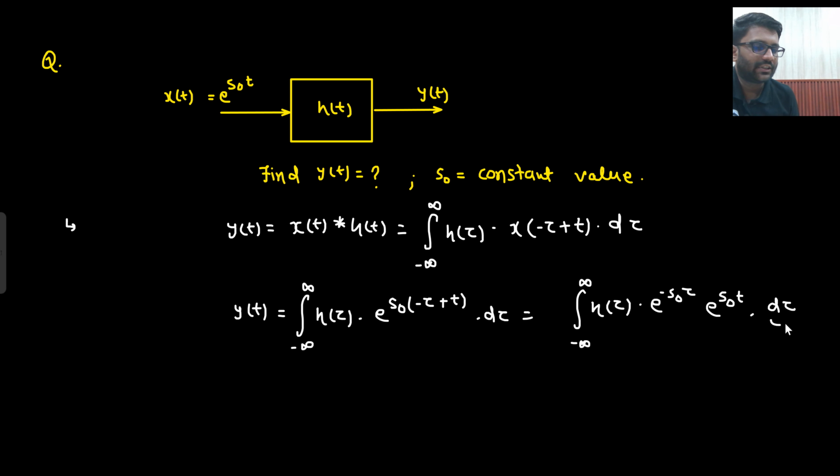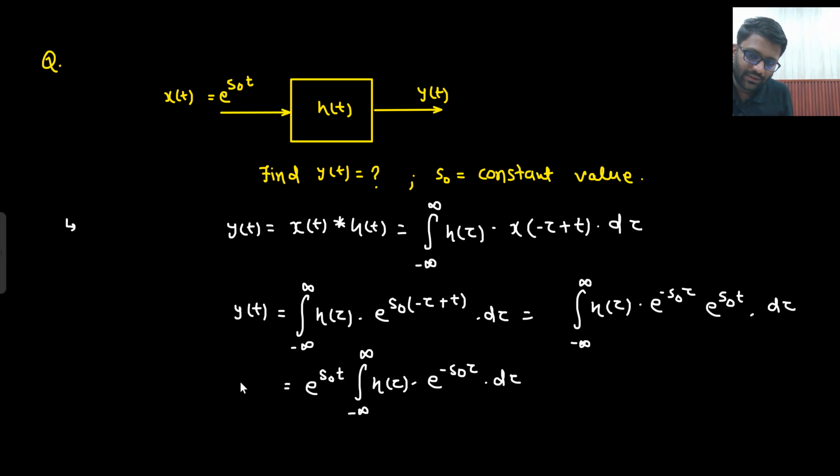Now you are integrating with respect to tau. So this term is a function of t, so this will become a constant. You are integrating with respect to tau, so this is a function of t, so it will become a constant. So what are you getting? e to the power s naught t, minus infinity to infinity h of tau e to the power minus s naught tau, d tau. This is your y(t).